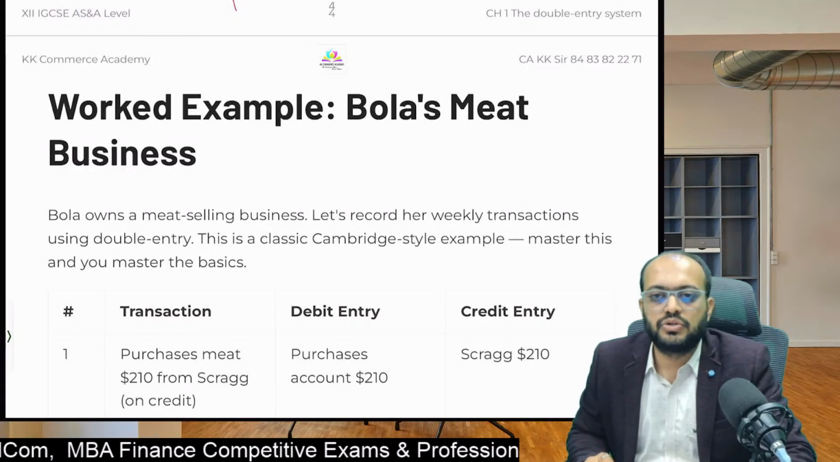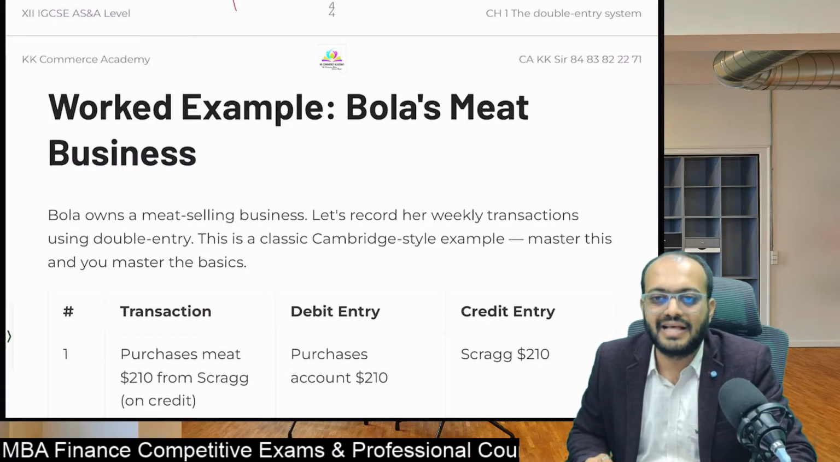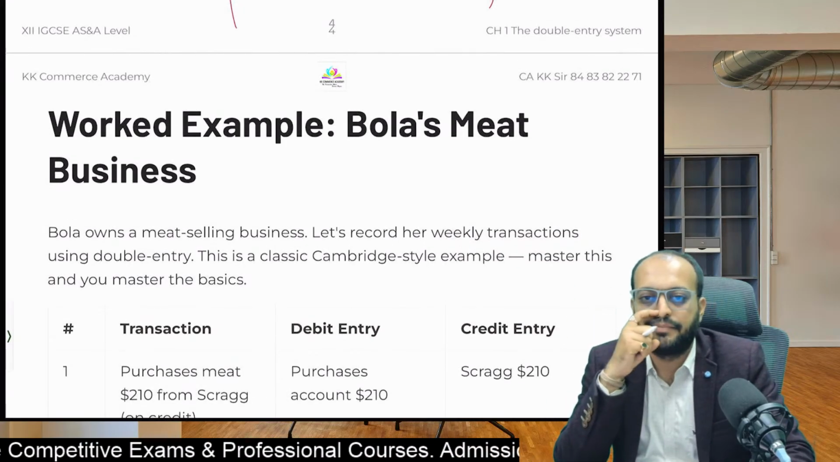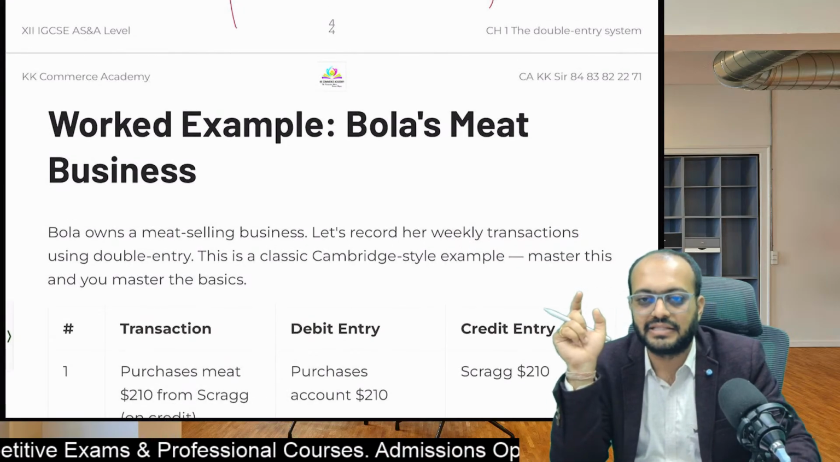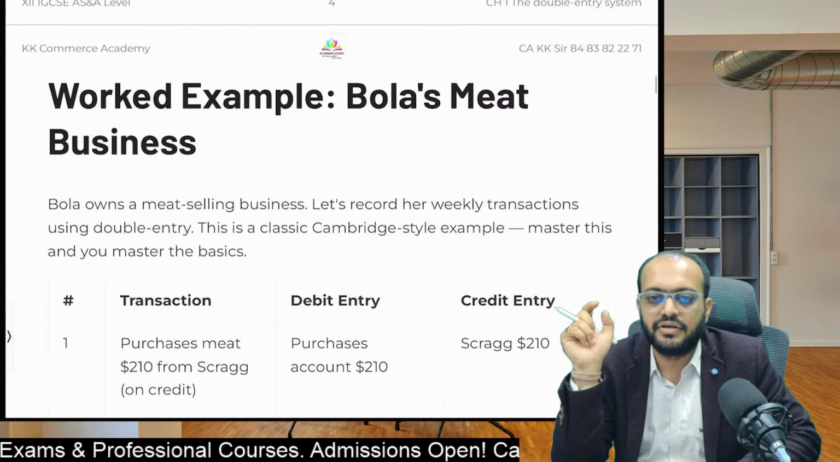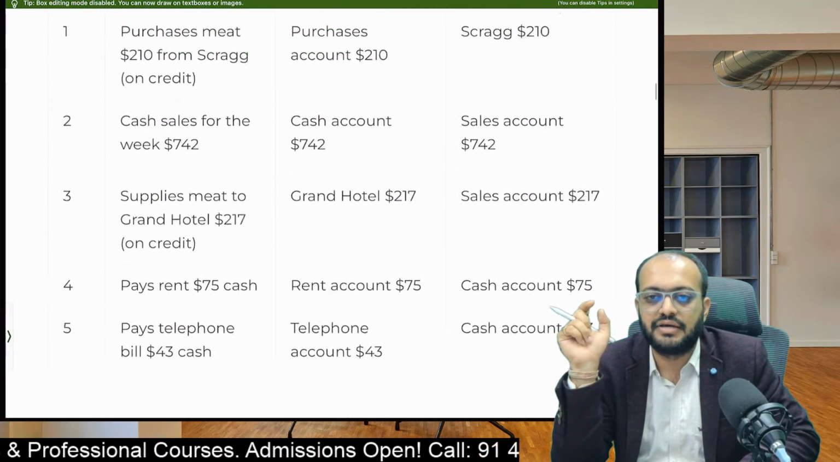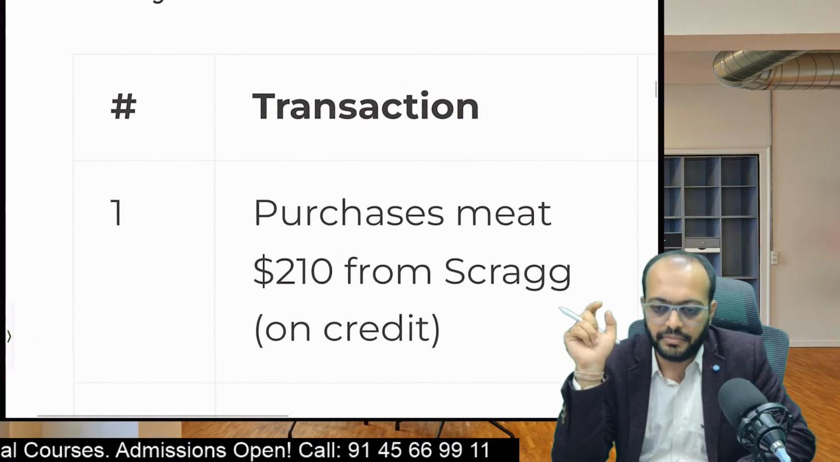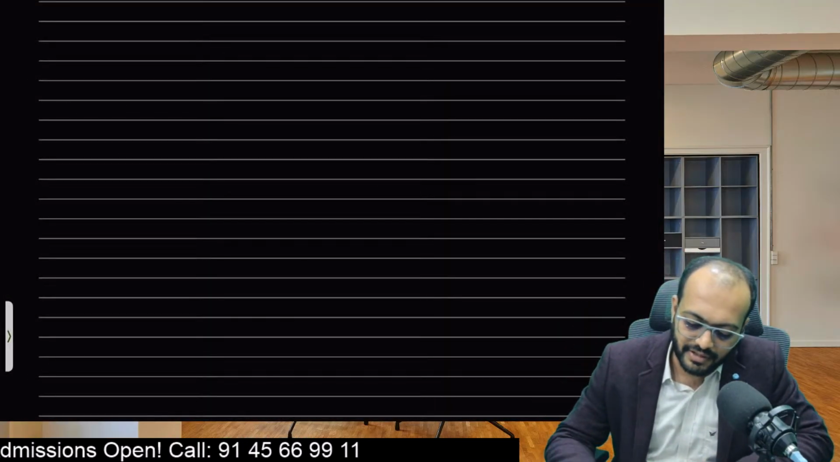So, worked example: it is Bola's meat business. Bola owns a meat selling business, so let's record her weekly transactions. Weekly transactions are given here. These are the different transactions, and we have to record them as debit or credit. But before starting this, I'll tell you some rules, and you have to remember these rules very well.